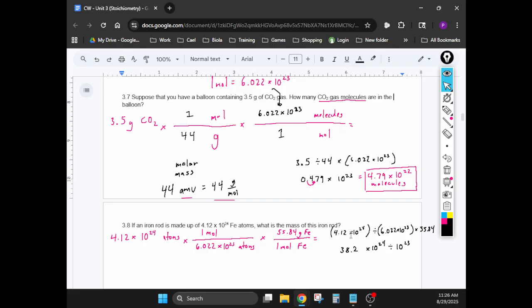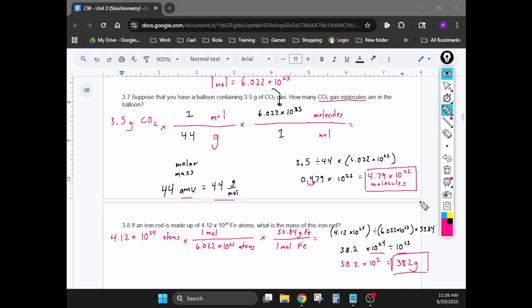Now if you remember from your algebra rules, if you have two numbers where you have the same base but different exponents and you are dividing, all you got to do is subtract the exponents. So 24 minus 23 is going to leave you with 38.2 times 10 to the power of 1, which is 10. And so your answer here is going to be 382 grams.